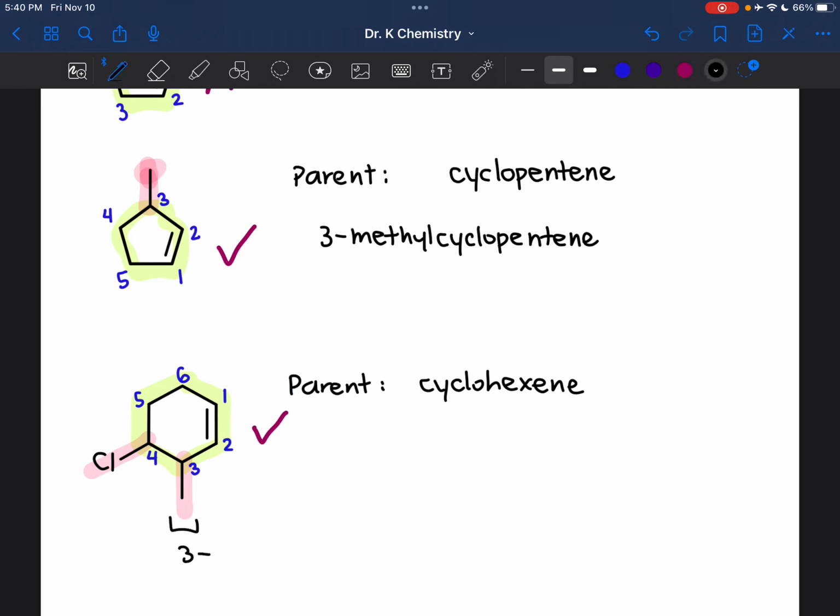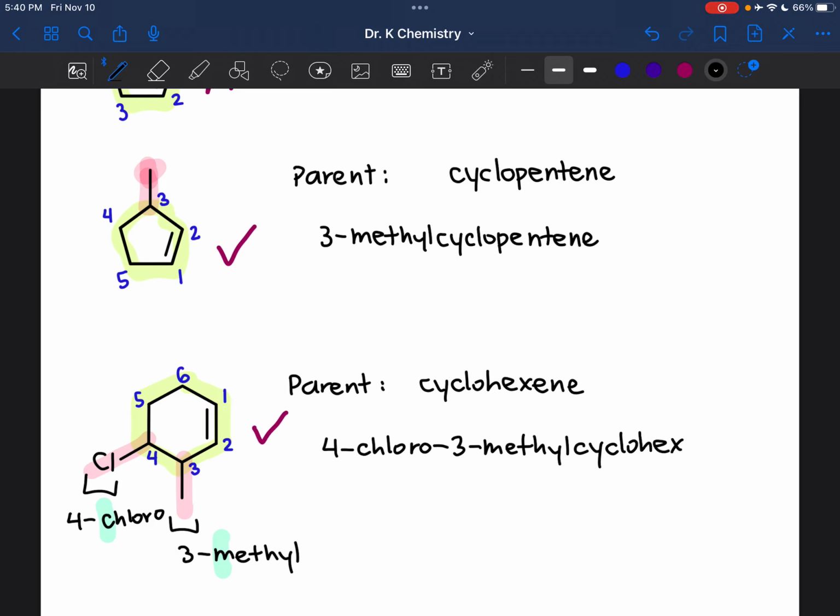So here I see I have a 3-methyl. Here we have a 4-chloro. And then I have to list the substituents in alphabetical order, and C is before M. So this will be 4-chloro-3-methylcyclohexene. And that's about it. So it's very, very similar to cycloalkanes. You just now have to prioritize the double bond in the numbering.